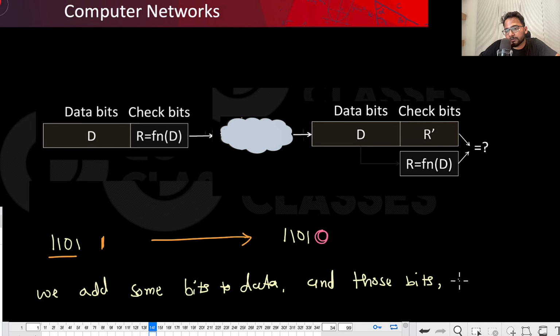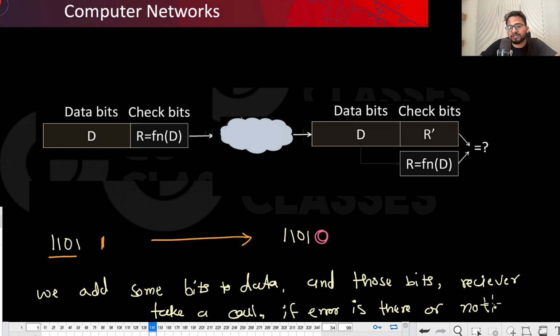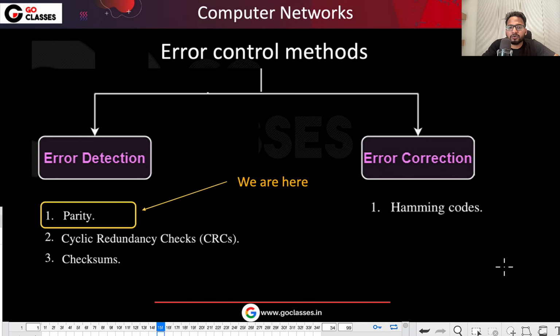Using those bits, the receiver takes a call whether an error occurred or not. So that's how the receiver will take a call. Don't worry, this is just an idea. You will obviously get to understand this in very good detail. So let's see the first method, which is the parity method.